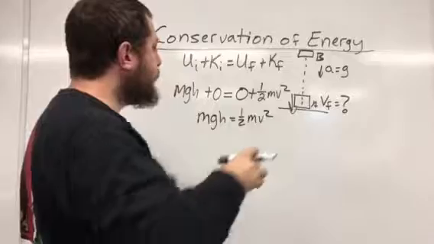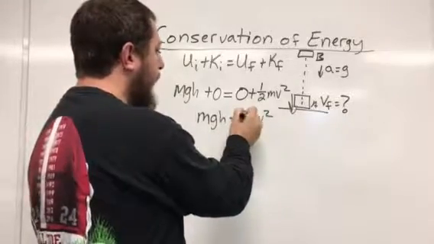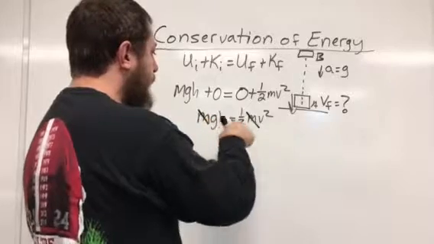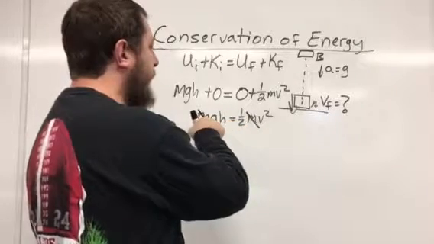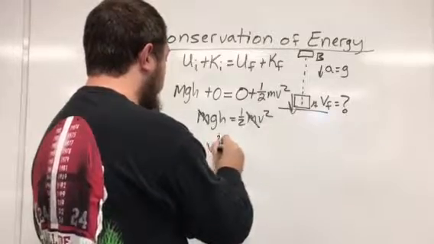Now I want to solve this equation for v. And so I can see that my masses cancel. I can multiply both sides by 2. So I'm going to get 2gh is equal to v squared.